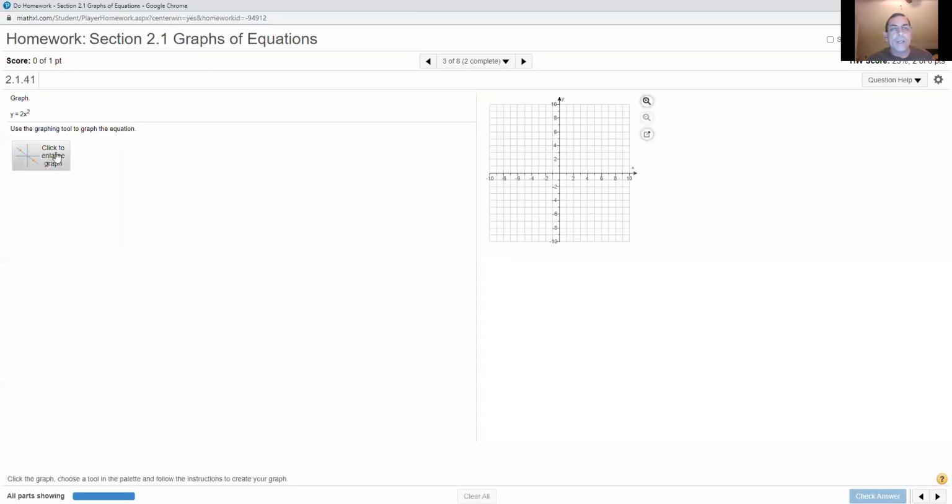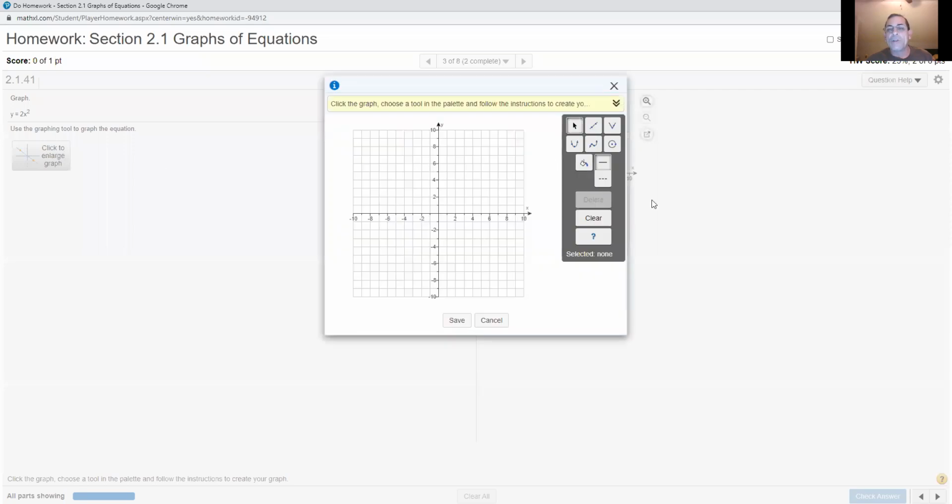Now, click to enlarge graph. Now, we know which tool we're going to use. We're going to use this parabola tool. And notice it has 3 dots on it, so that's why we wanted 3 points to plot. So I'm going to click on that. My first point was 0, 0, which is right there in the origin, so I click enter. My second point was 1, 2. So I'm going to go right 1 and up 2 and click.